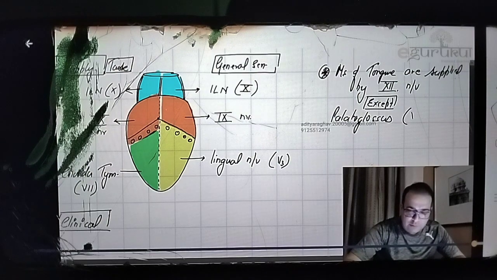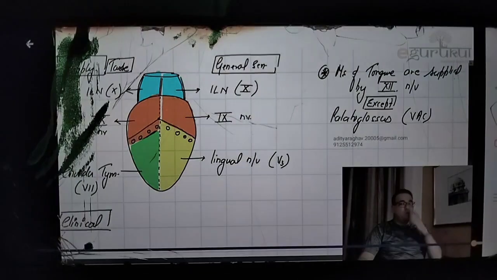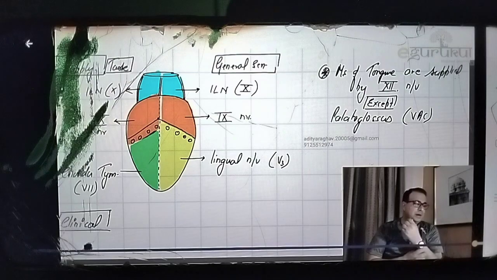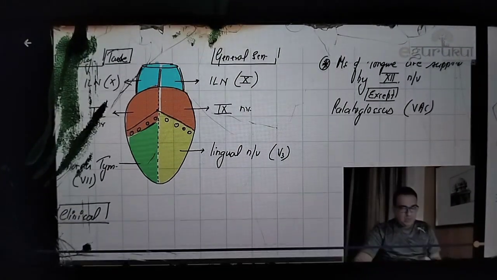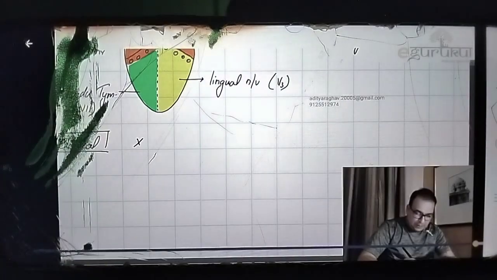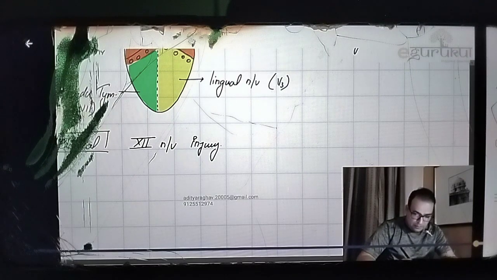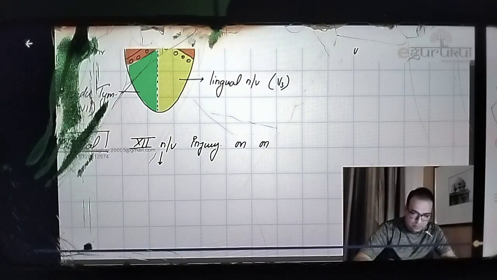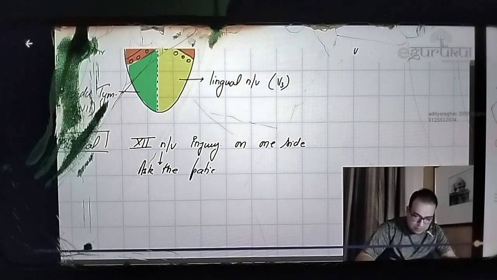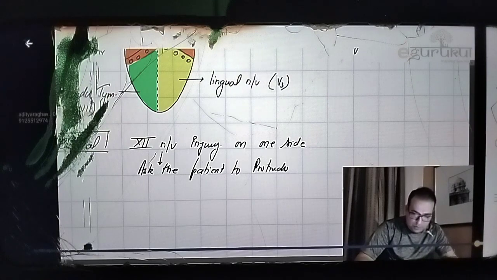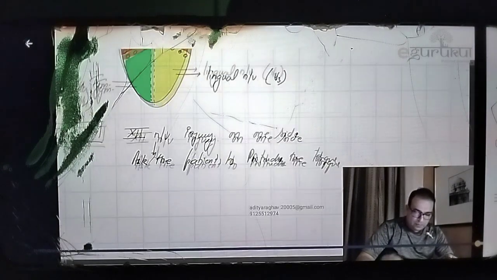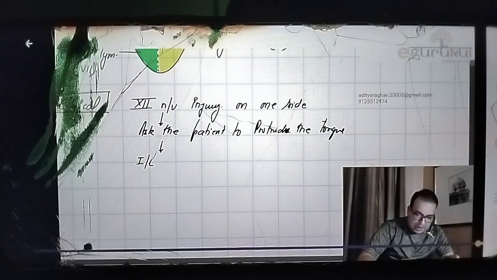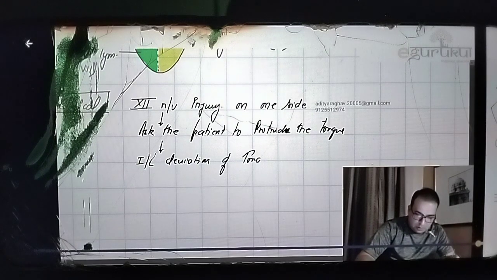Except palatoglossus. And if you remember, palatoglossus was supplied by what? VAC, vago-accessory complex. Except palatoglossus, which is supplied by the vago-accessory complex. So in the clinical condition, what I was saying is that if there is a hypoglossal nerve injury on one side, of course, and then you ask the patient to protrude the tongue, you will see that there is an ipsilateral deviation of the tongue.